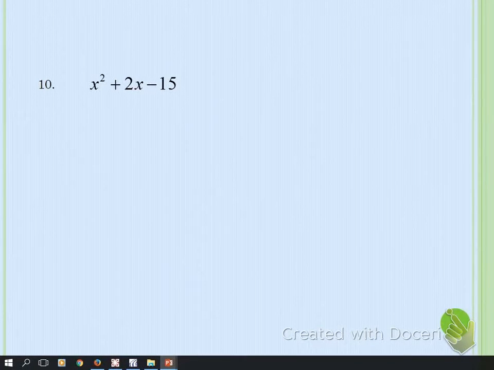All right, try some on your own. Here's number 10. Give it a shot. We'll walk through it together. Okay. Greatest common factor first. It's just 1, so we're not going to worry about factoring it out. Factor the x squared into x and x.